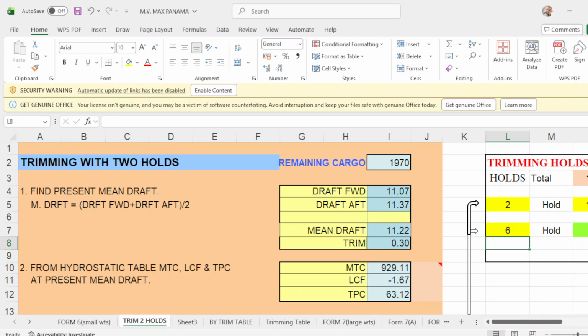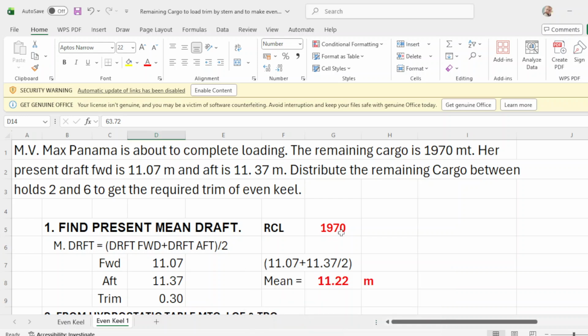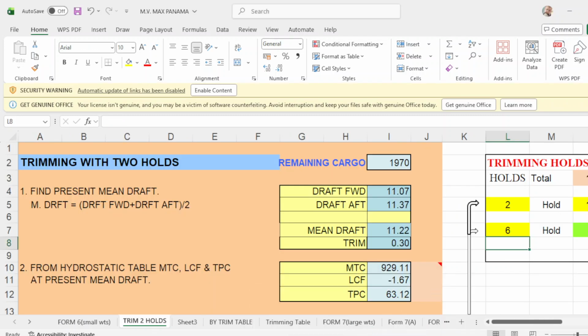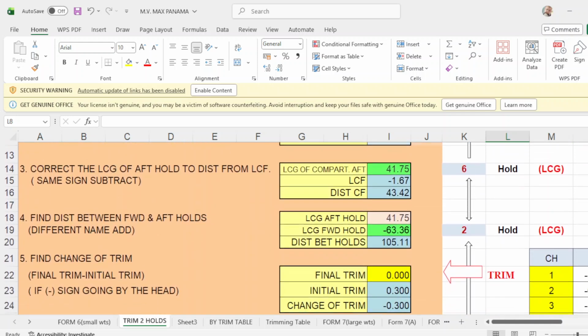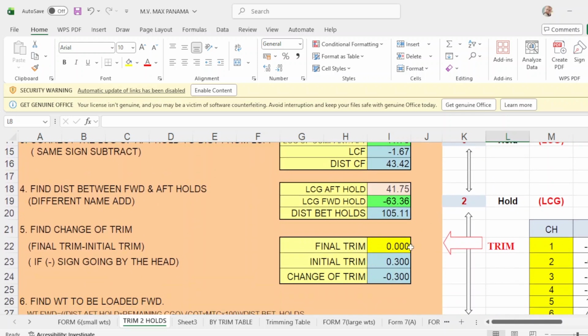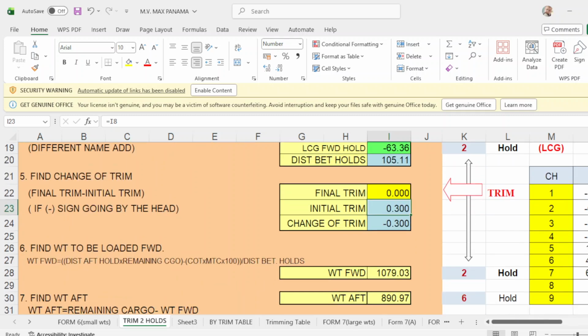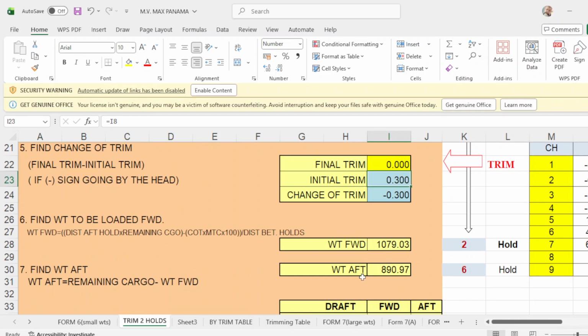And it says, according to the program, distribute the remaining cargo between the 2 holds to get the required trim of even keel. So we want to have an even keel at departure. So scroll down. Final trim should be even keel, meaning 0. Okay, put 0. And it will recommend cargo to load in number 2 and number 6. So for number 2, you should load 1079.